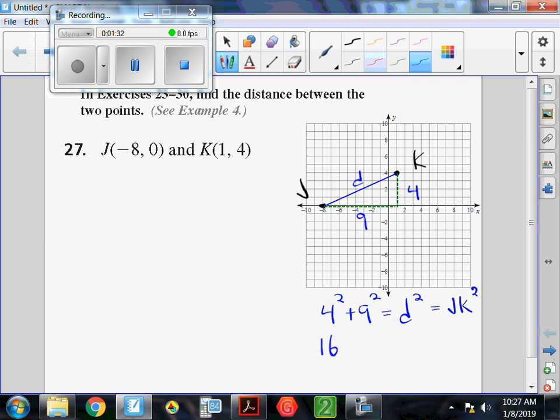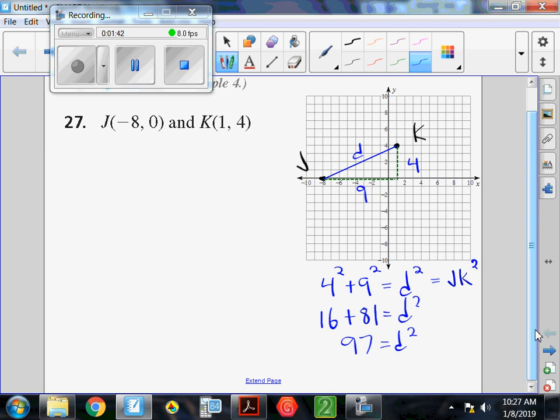So 4 squared is 16, 9 squared is 81. 16 plus 81 will give you 97. And so the distance, which is the segment length of segment JK, is going to be the square root of 97. We then want to try with our calculator to see if we can break 97 down into any perfect squares.